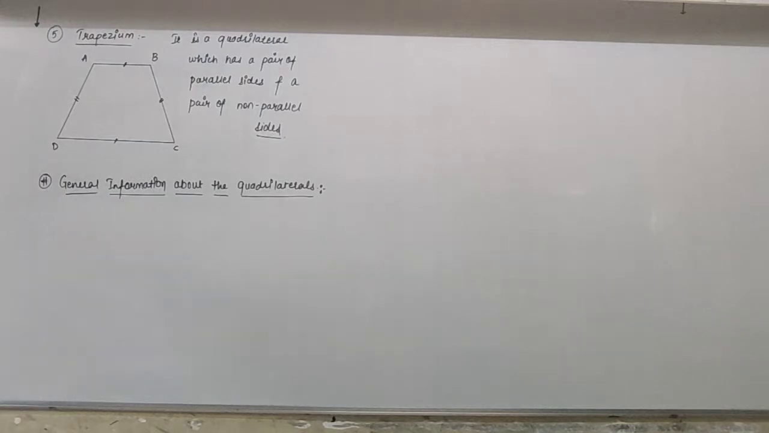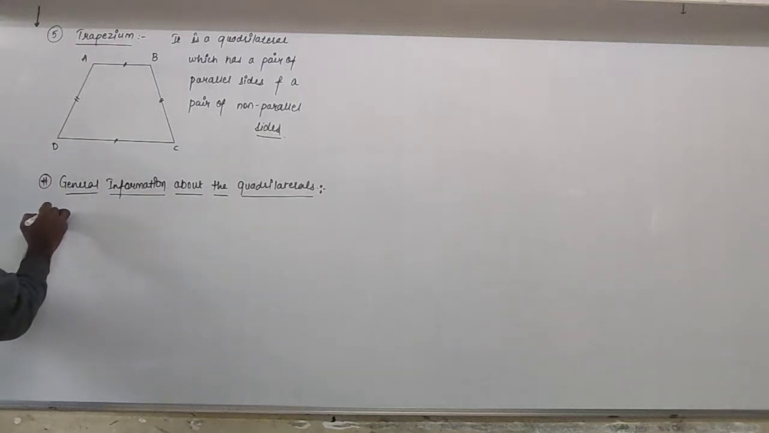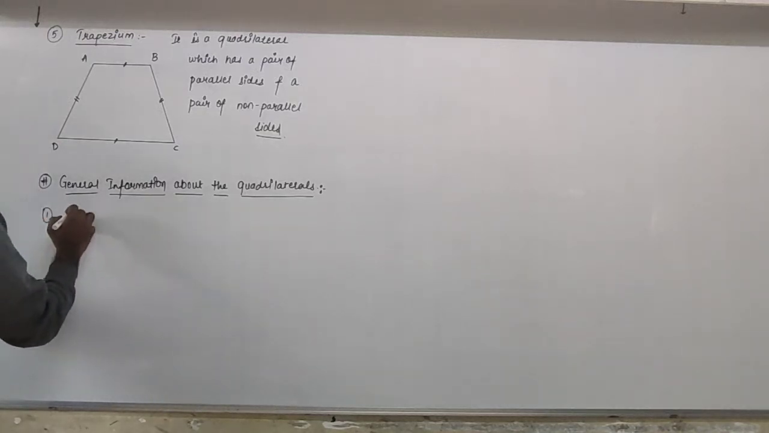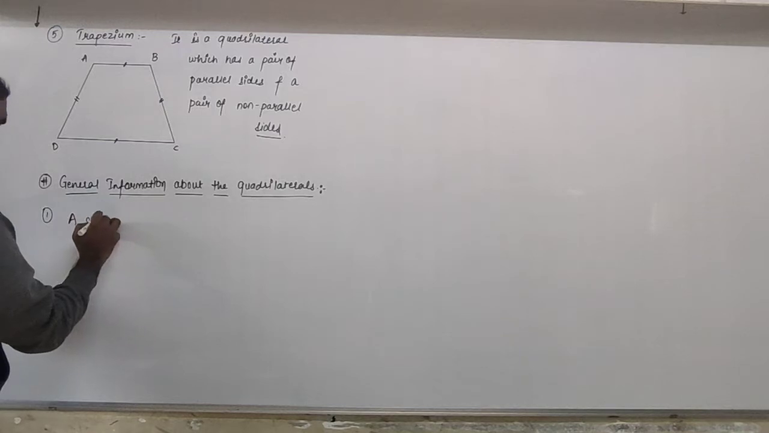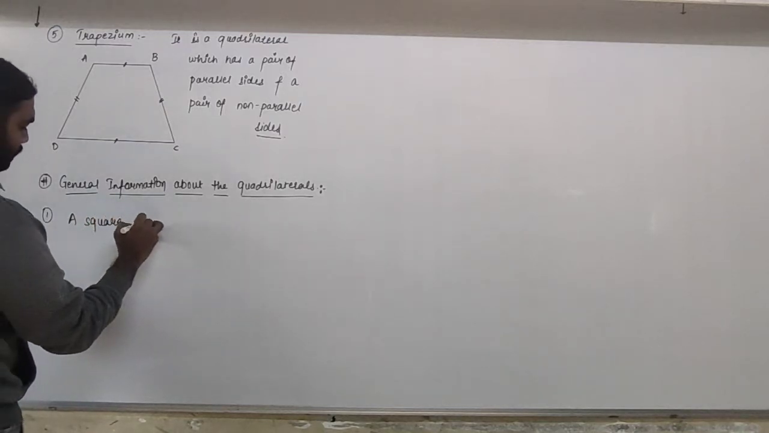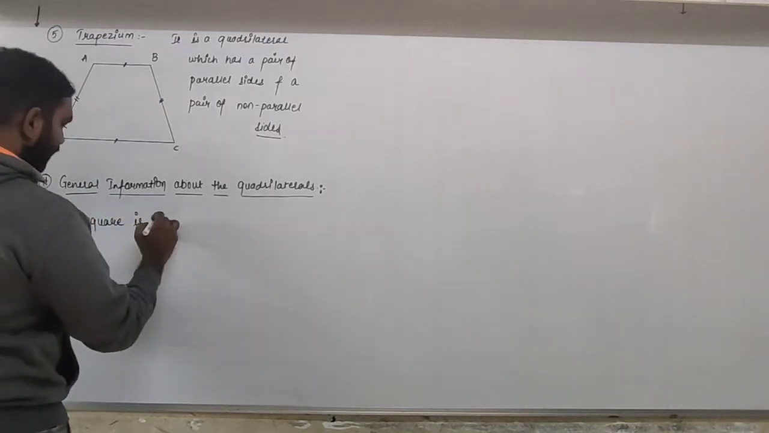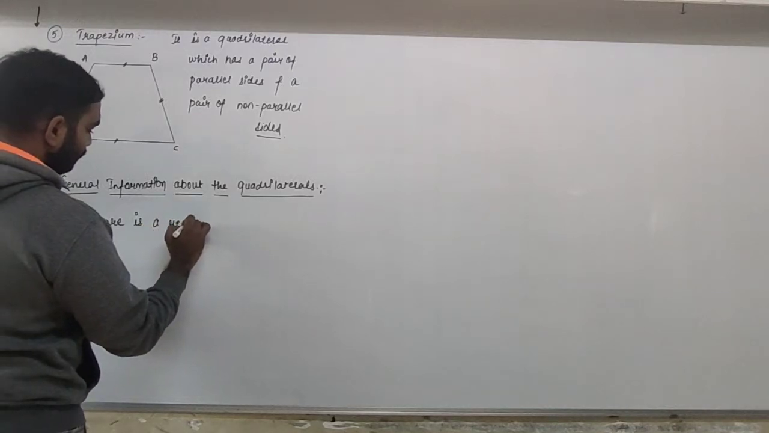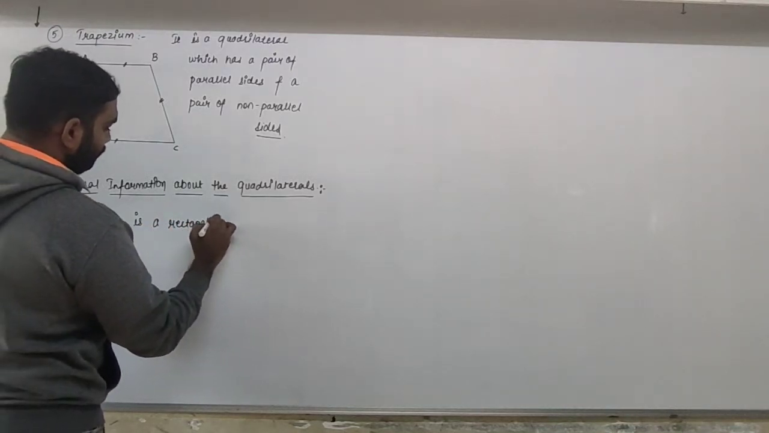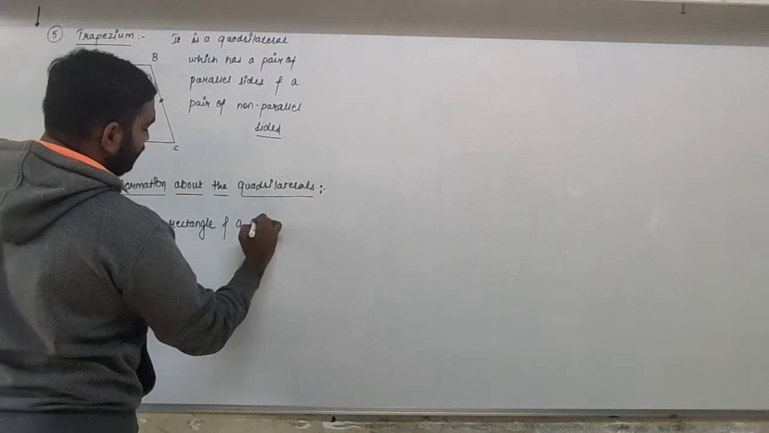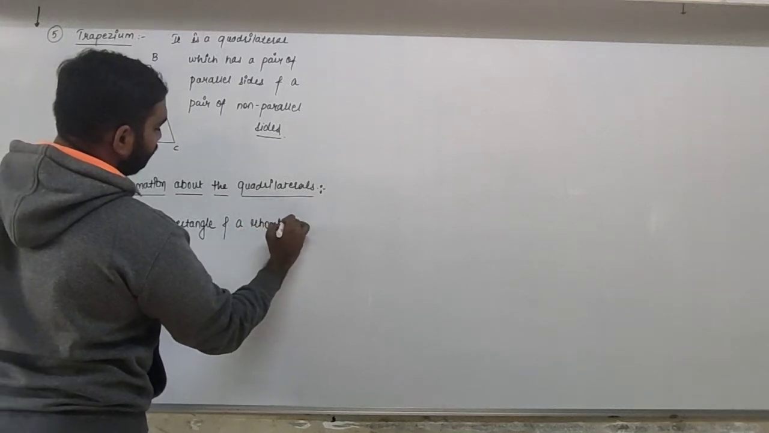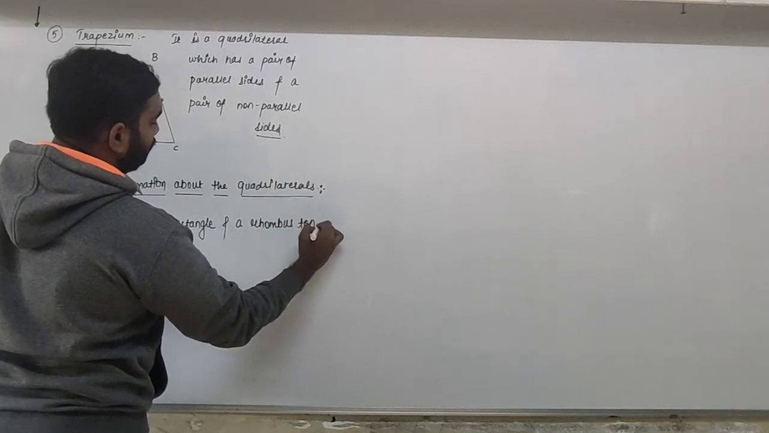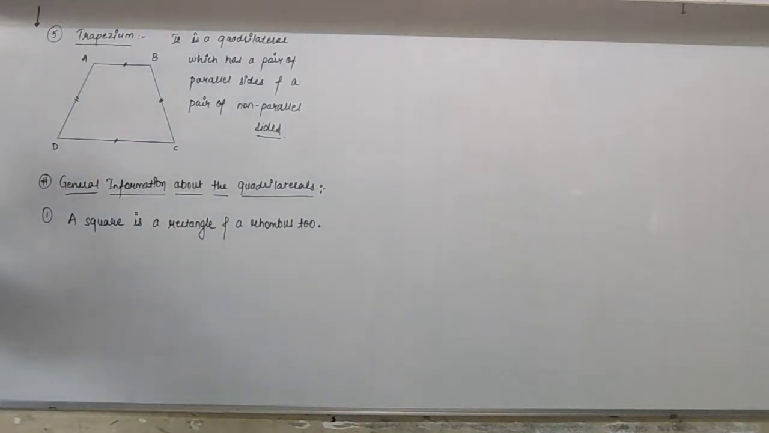Those points I'll just note them down here and you are going to note this down in your books also. So the first point regarding that is a square is a rectangle and a rhombus too. Right? Square is a rectangle.